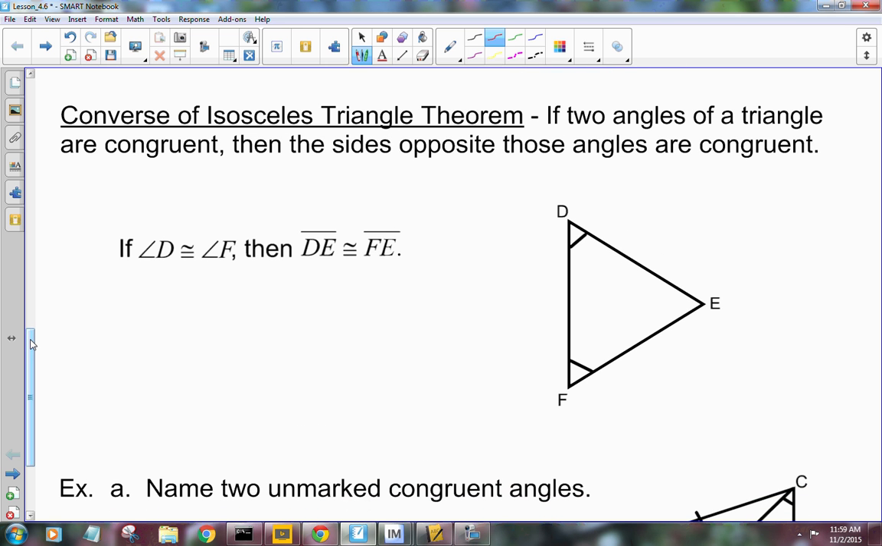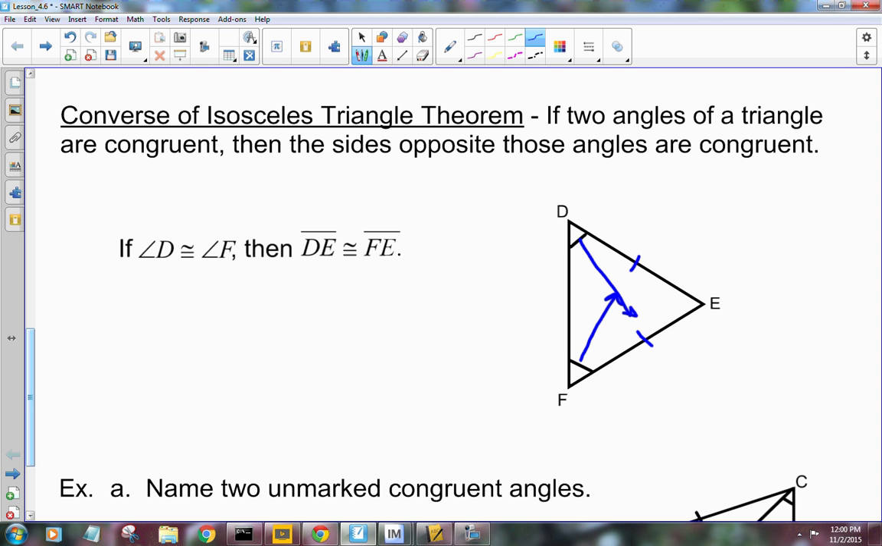We also have the converse of the isosceles triangle theorem. And it says that if two angles of a triangle are congruent, then the sides opposite those angles are congruent. Okay, so this gives me congruent base angles, okay, D and F. And it says that the sides opposite are congruent to each other. Okay, so DE is congruent to FE.